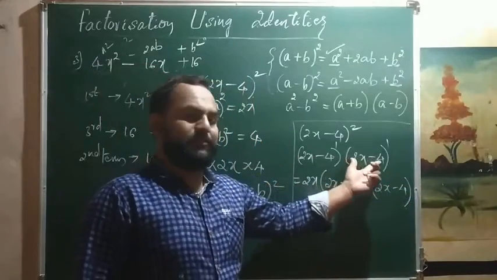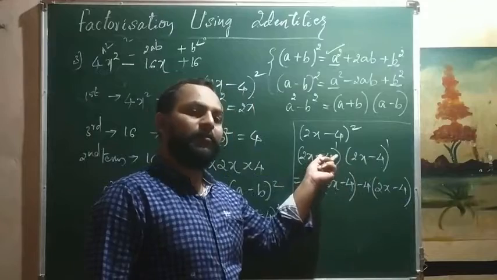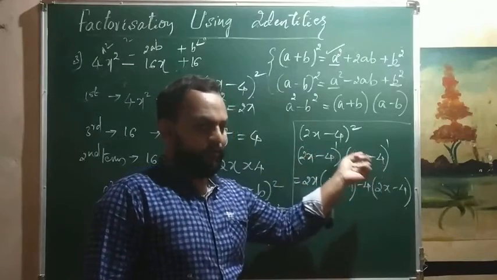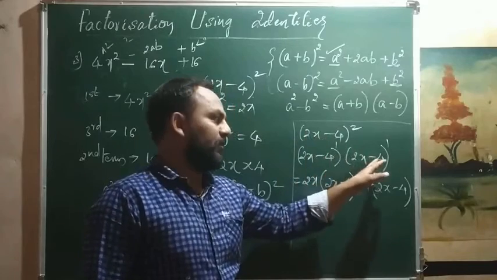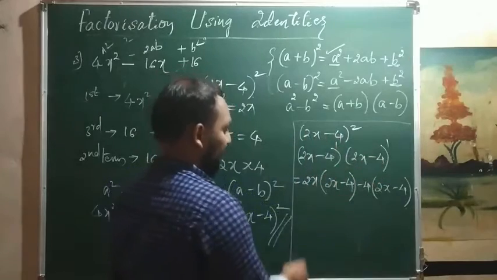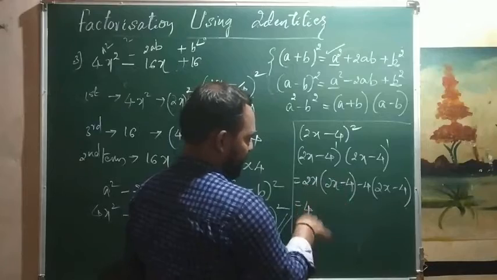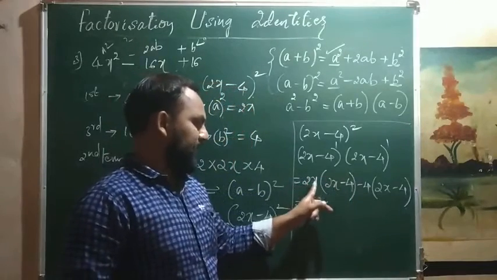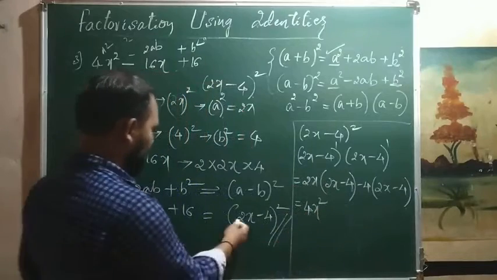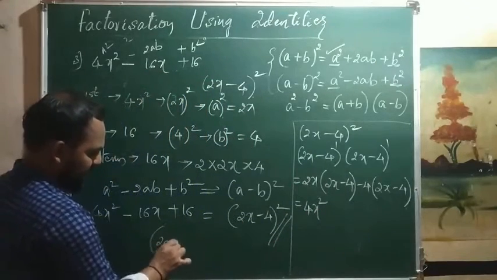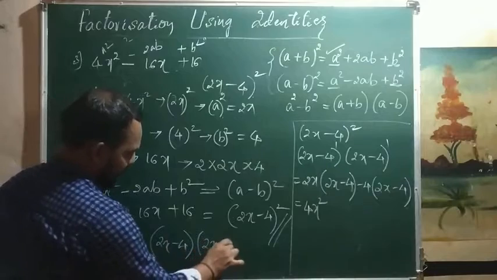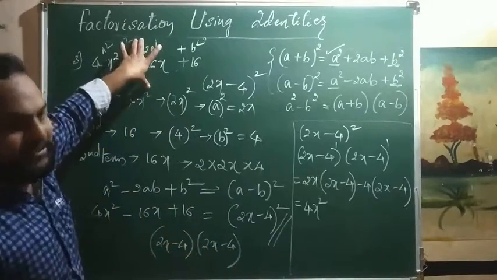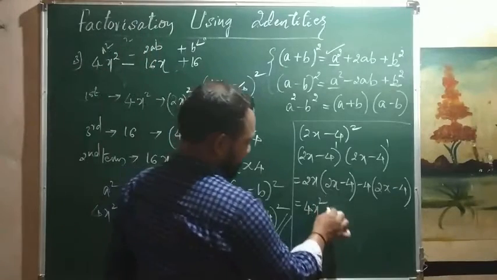First term of the first binomial into the second binomial, then second term of the first binomial into the second binomial. 2 2s are 4, x into x, x square. So what are the terms here? 2x minus 4 and 2x minus 4. These are the factors of this expression here.